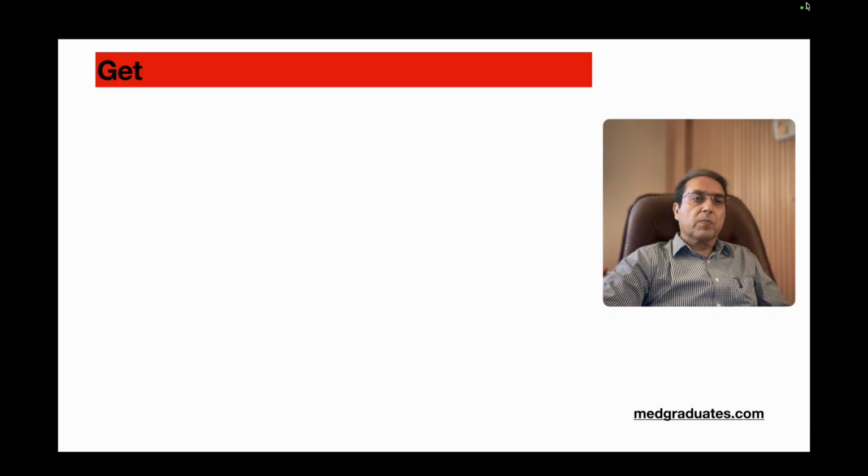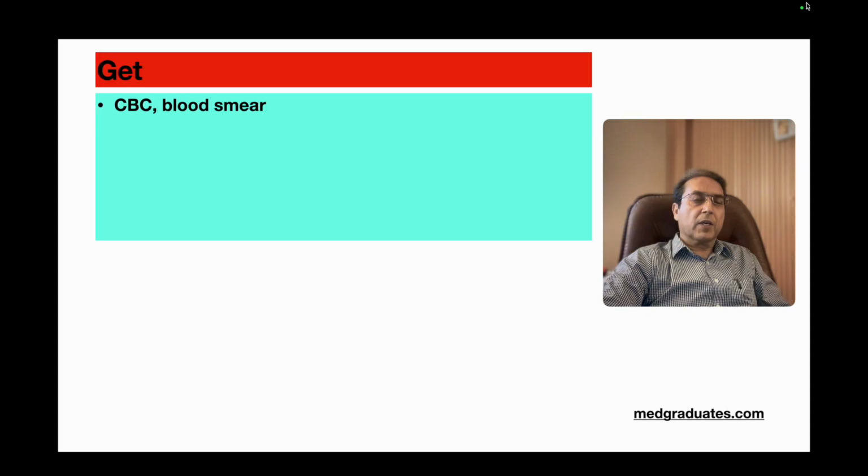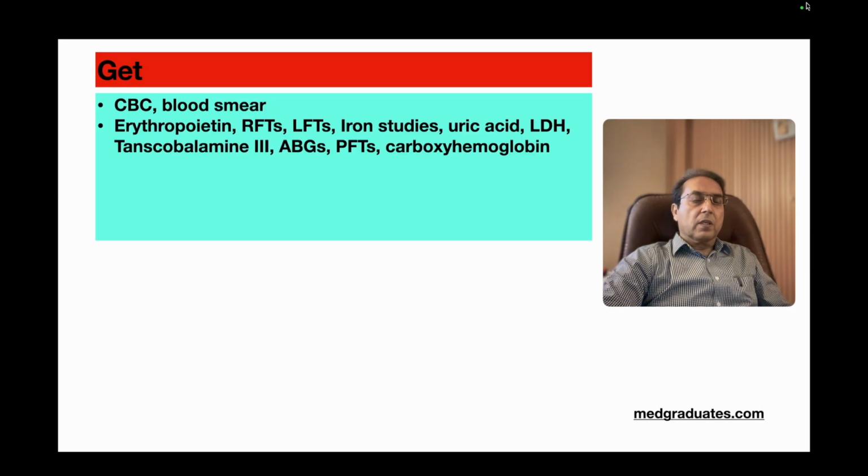Now, when you get a patient with polycythemia, you get a CBC and blood smear, very important. That tells you the cell morphology. Generally, it is normocytic, normochromic type of cells. Check whether erythropoietin is low or high. Check renal function tests, look at the LFTs, and iron studies. Many patients with polycythemia vera may be iron deficient. Uric acid and LDH may be increased in patients with myeloproliferative disorder. Transcobalamin 3 is increased in polycythemia vera, so vitamin B12 level may be falsely high.